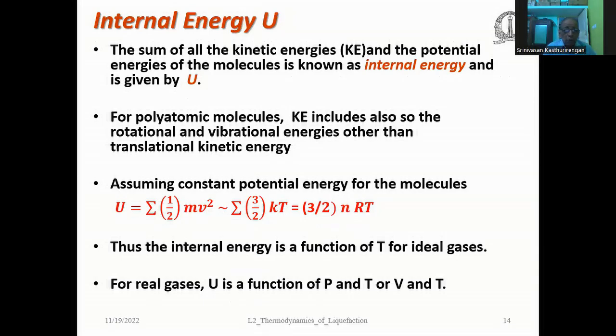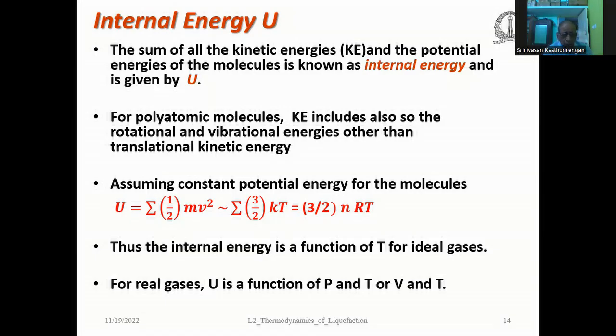Now we introduce the concept of kinetic energy. The internal energy is the sum of all the kinetic energies and the potential energy of the molecules. This is known as the internal energy and is designated by the term U. In the case of polyatomic molecules, kinetic energy will also include the rotational and vibrational energies, other than just the translational kinetic energy.